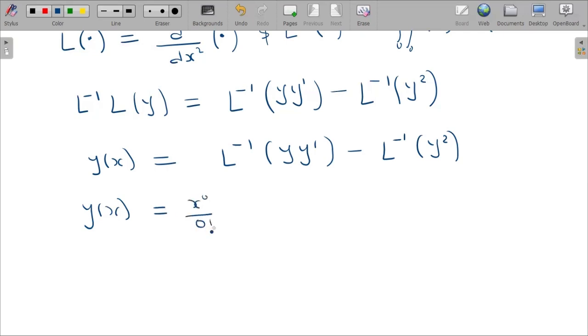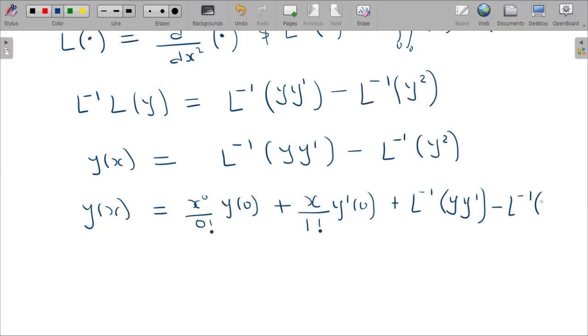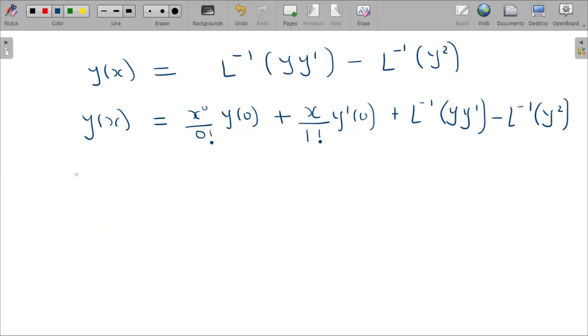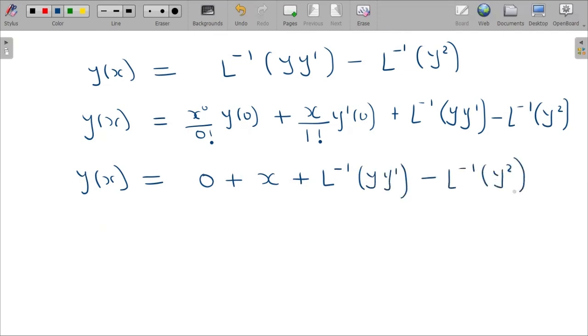So using the initial conditions, we have y of 0, and we also have y prime of 0, plus L inverse y prime minus L inverse y squared. Then further simplification gives, since y of 0 is 0, the whole of this will be 0, plus y prime of 0 is 1, so this will be x, plus L inverse y prime minus L inverse y squared.